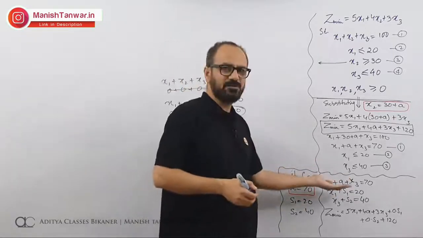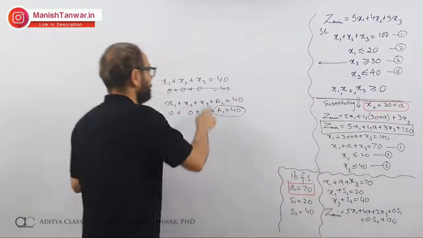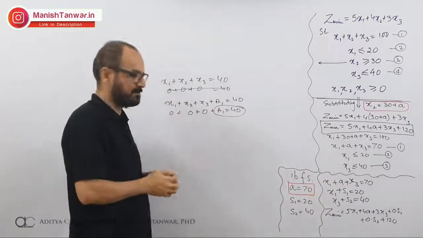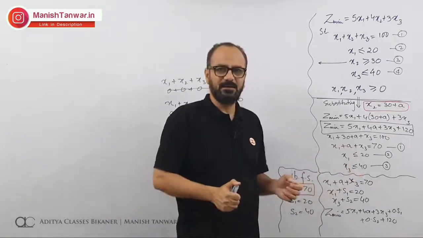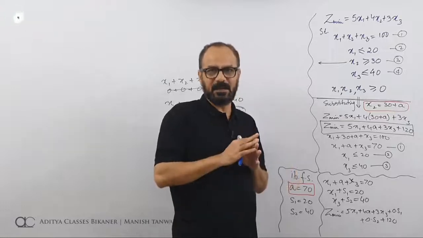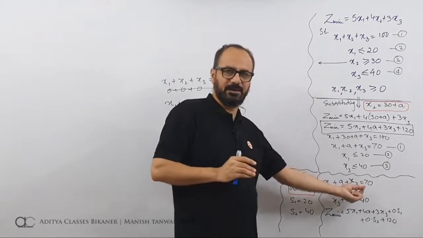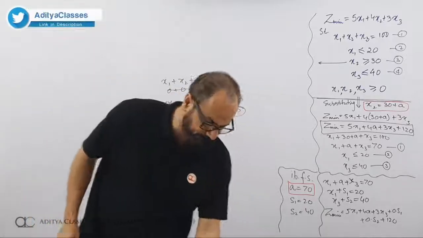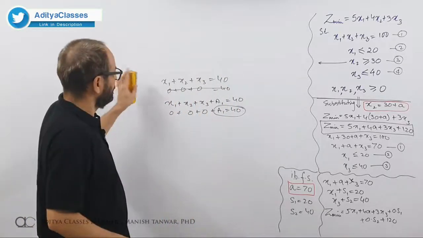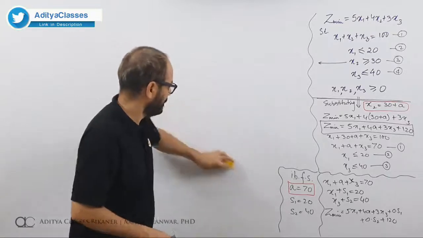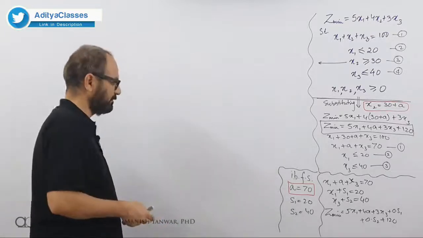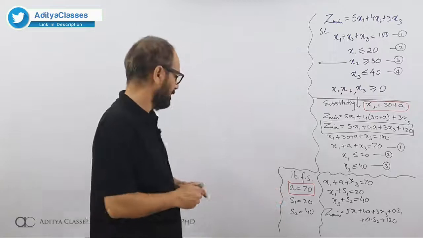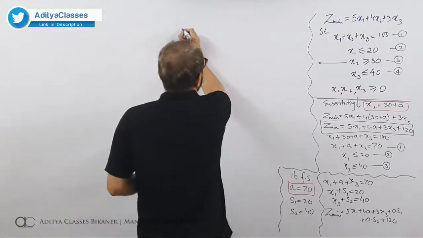I put decision variables equal to 0, but still I am not getting into this kind of situation, 0 is equal to 40, because this time I am getting a is equal to 70. So this is an acceptable IBFS, a is equal to 70. I am not getting this kind of mathematical error. So I will start with this point, fine. My IBFS would be a is equal to 70, S1 is equal to 20 and S2 is equal to 40.